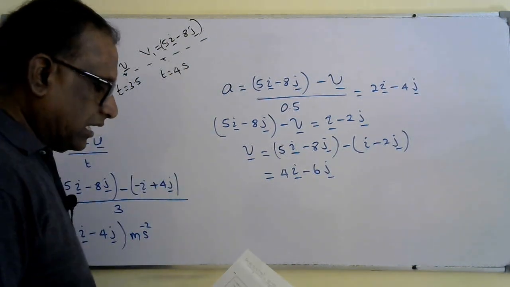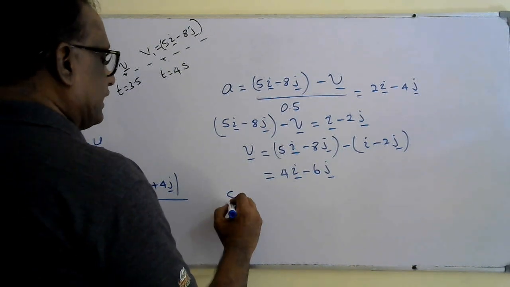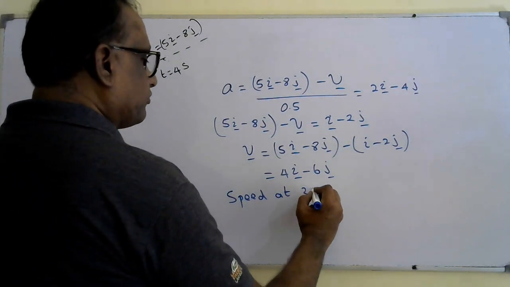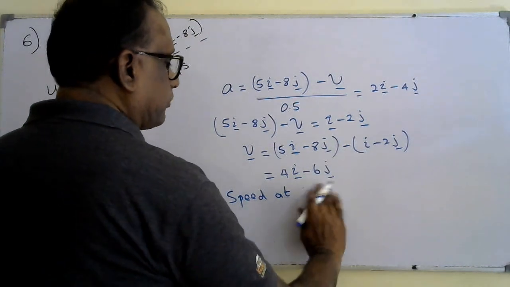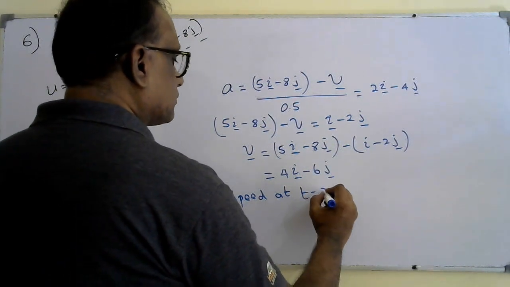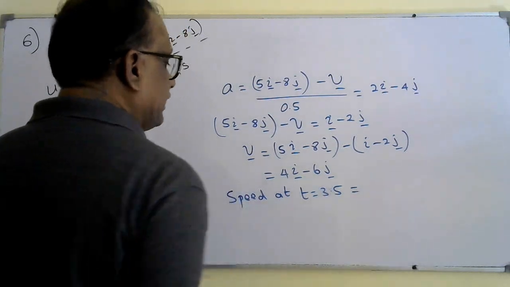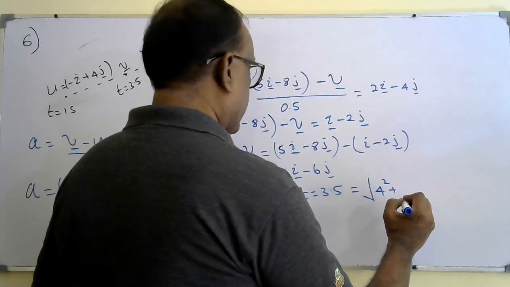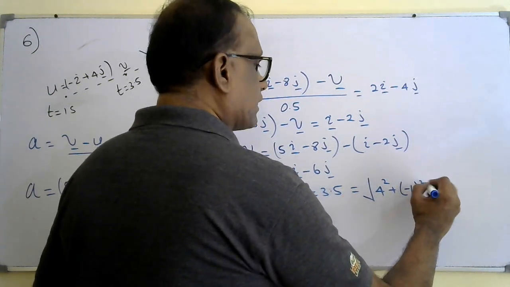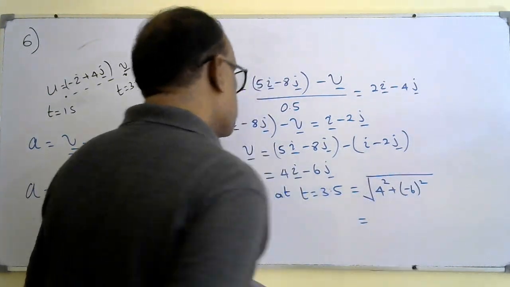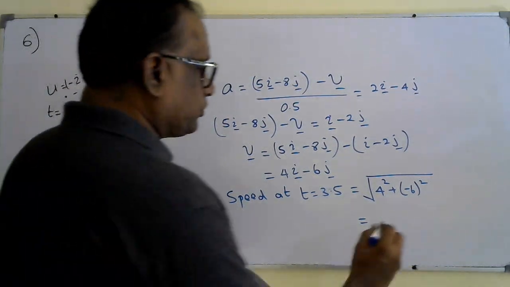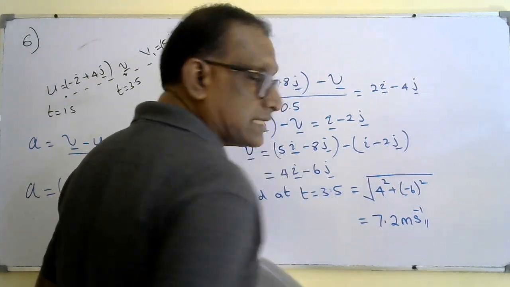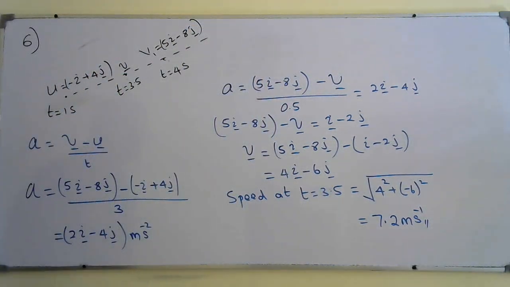The question is, find the speed at t equal 3.5. We need to find the magnitude of it, so square root of 4 squared plus minus 6 squared, so that will be 7.2 meter per second. Let's answer for question 6.